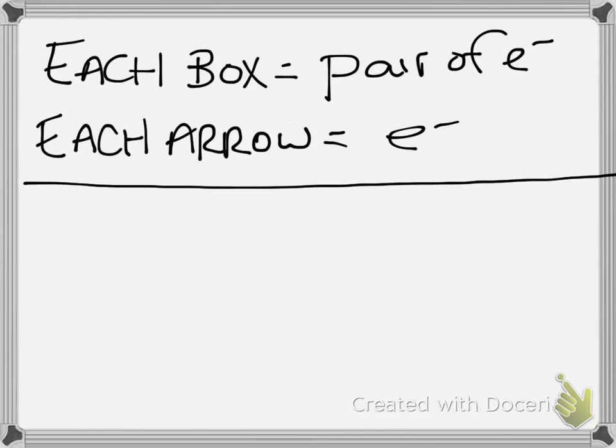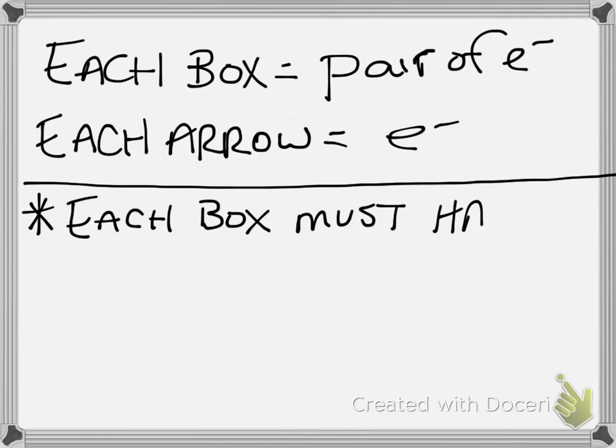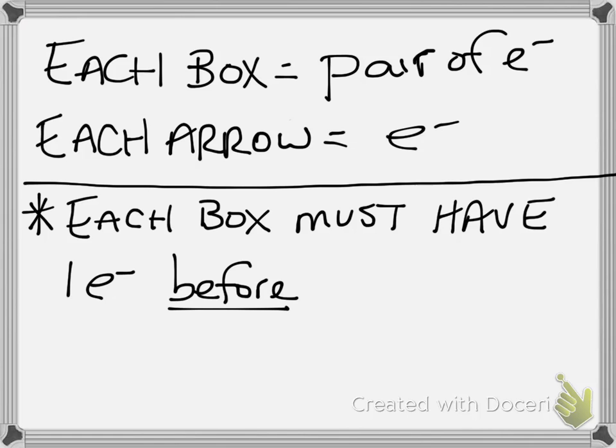Now, when you're filling the boxes, the first thing you have to remember is there are multiple boxes in the energy level. Once you get to 2p and above, you have to fill each box first, if you have enough electrons, before you go back and pair them up. So just a side note, each box must have one electron before pairing.